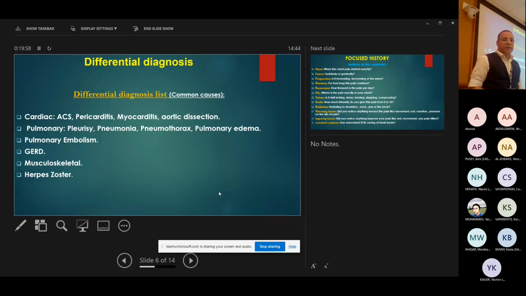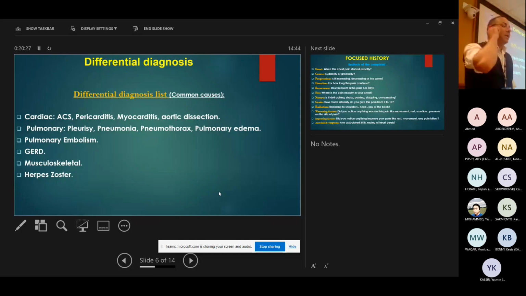First of all are cardiac causes. First of them is ACS, pericarditis, myocarditis, endocarditis, and aortic dissection. Second one is pulmonary causes, including pleurisy, pneumonia, pneumothorax, and pulmonary edema. Third one, vascular causes like pulmonary embolism, then GIT causes like GERD, musculoskeletal, and herpes zoster. These are the most common differential diagnosis list coming in the exam.